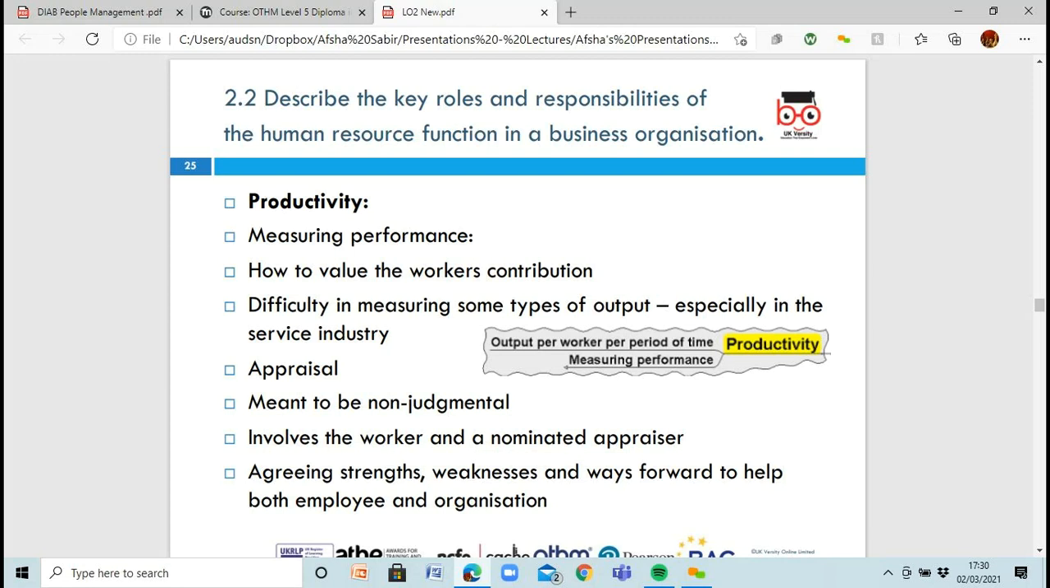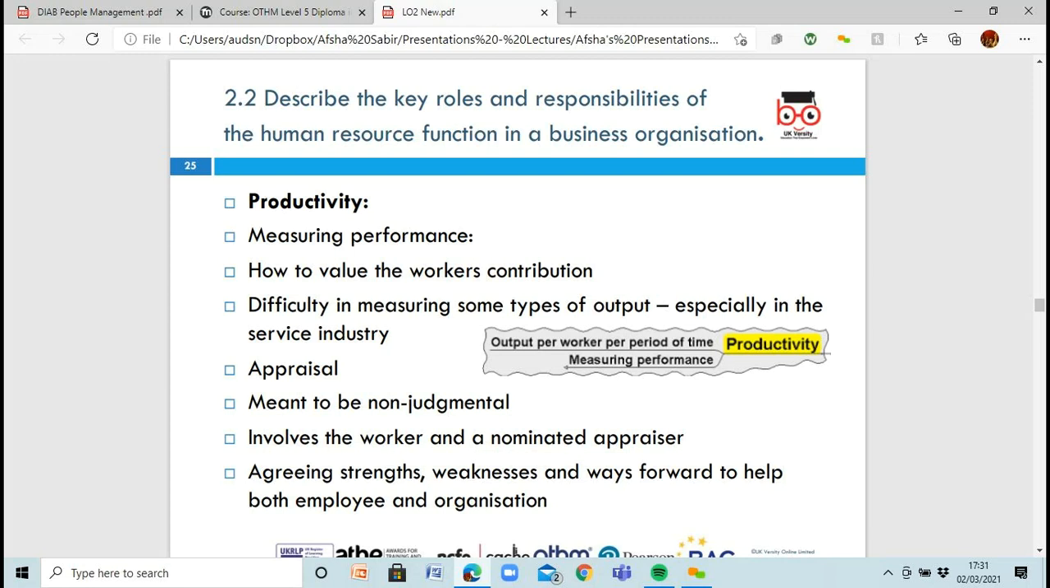So one person might end up having 3 customers in a row, another person might have 0. So you can't really do the output of that. You can actually do appraisals for productivity as well. Now these appraisals should be non-judgmental. So you shouldn't be sitting there to judge someone and say, right, you've done really bad or you've done fantastic. It's nice to praise people, but it's not nice to judge them because you never know what sort of situation might have led to something. And then you can look at the strengths and weaknesses and any sort of things you can help to develop your employee.